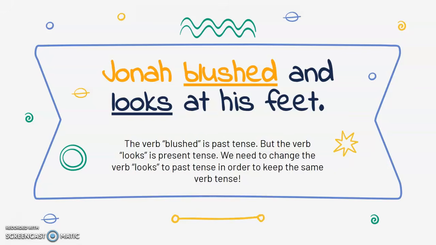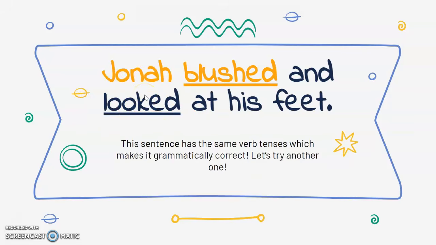So what we have to do is identify the first verb in the sentence. In this case, it's blushed. We will look at the ending and notice that it's past tense. And then whatever verb follows, we have to double check that it has an ed ending as well. So the correct grammatical way to write this sentence is: Jonah blushed, ed, and looked at his feet. Notice how they both end in ed. They're both past tense verbs. So that means the sentence is grammatically correct. All you're doing is making sure that every single verb in the sentence has the same verb tense. Ready for another one?